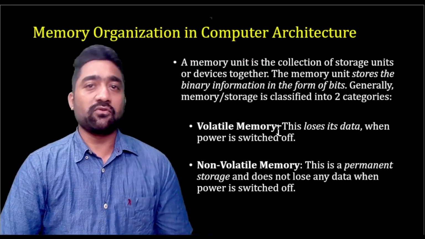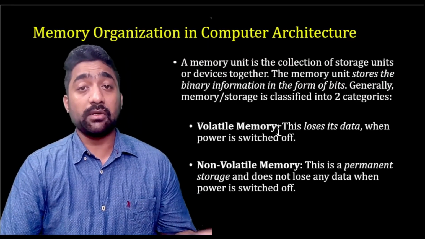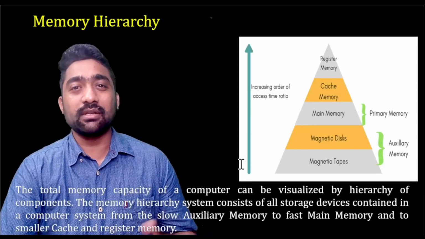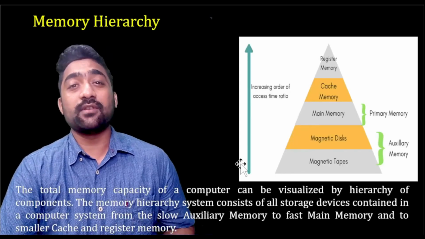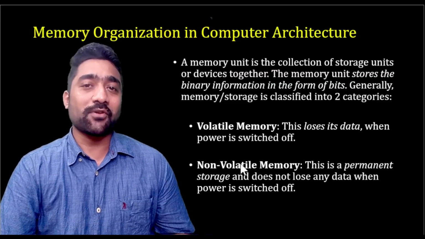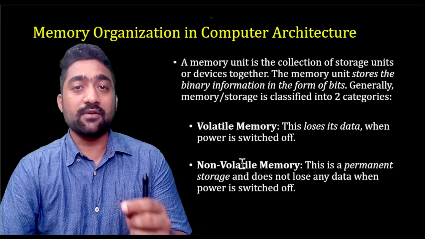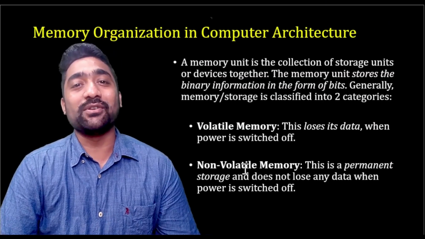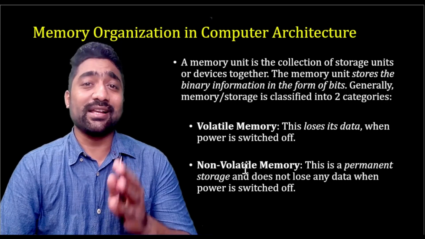So memory could be of two types: volatile memory, for example your RAM, and non-volatile memory, for example your hard disk. So volatile memory is something which vanishes as soon as the power is switched off. On the other hand, non-volatile memory is that particular piece of memory which doesn't vanish even if the power is switched off.